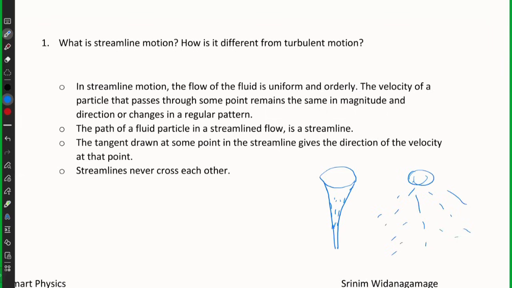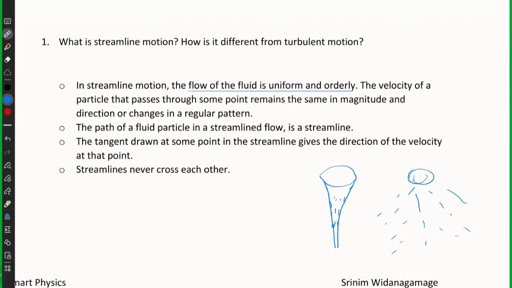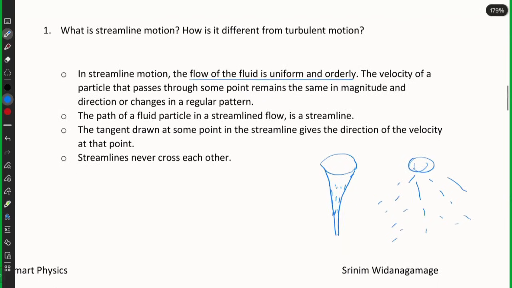So now, in streamlined motion, the flow of the fluid is uniform and orderly. So what do you mean by uniform? It's regular, right? And it's orderly. There's a particular order about the motion. The velocity of a particle that passes through some point remains the same in terms of magnitude as well as direction, or changes in a regular pattern.